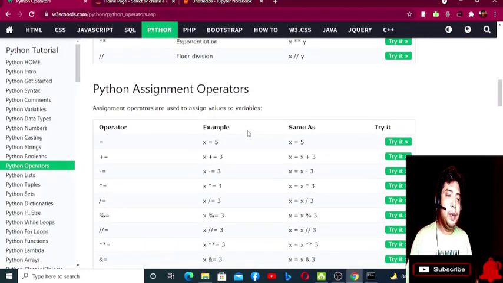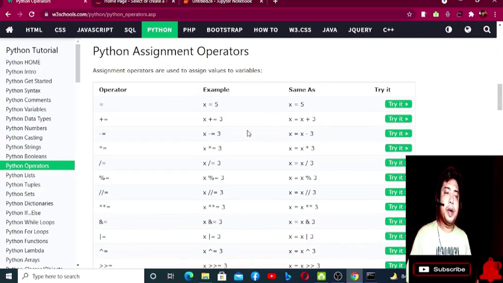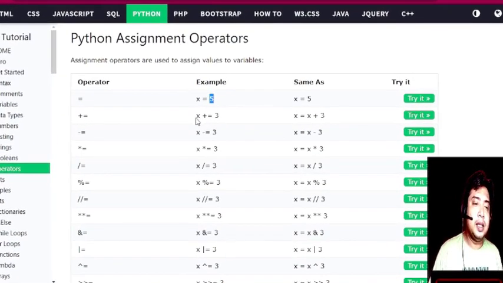After that, we will be learning assignment operators. Assignment means assigning something to something with some result. Say for example, this equal sign: x equal to 5. It means this 5 value is assigned to x. Okay. Then x plus, that is x plus 3. What does it mean? x equal to x plus 3.